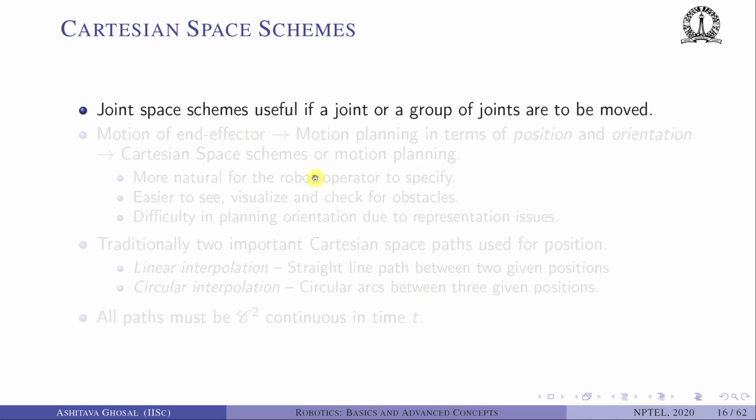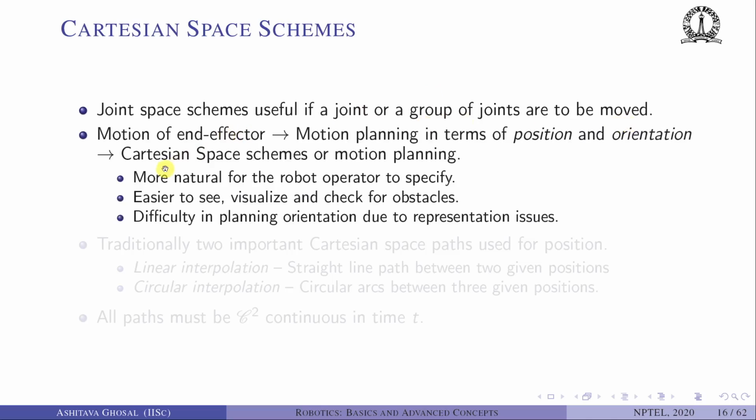Okay, so the joint space schemes is useful if a joint or a group of joints are to be moved. Typically we are looking at the motion of the end effector. So if you want to do motion planning in terms of position and orientation of the end effector, then we need to use what are called Cartesian space schemes for motion planning.